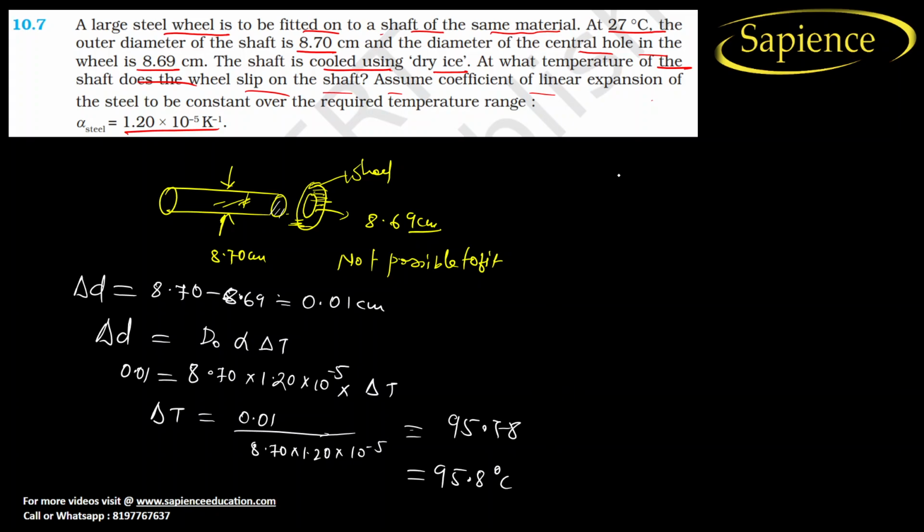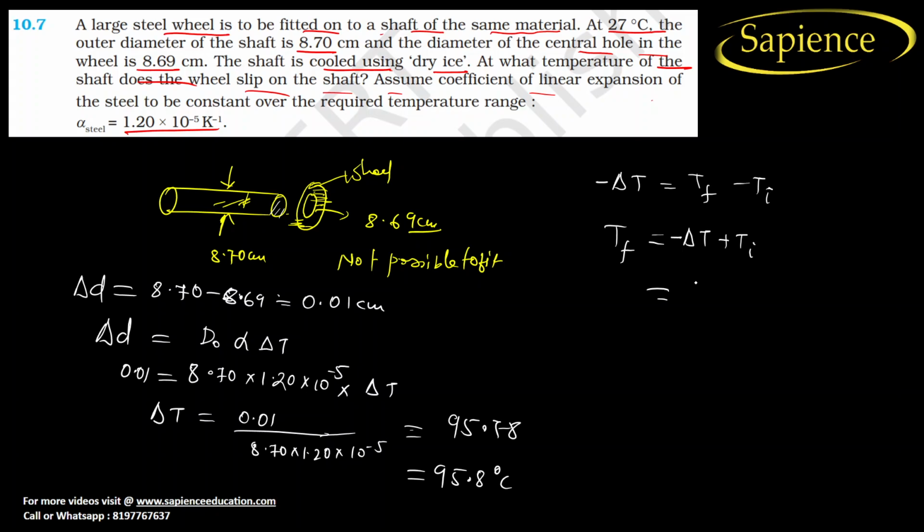So change in temperature is equal to final temperature minus initial temperature. So we want the final temperature up to which we can cool so that it will easily slip in the wheel. So this final temperature will be change in temperature plus initial temperature. Sorry, since change in temperature is negative, here we need to put change in temperature as negative. Why? Because it is decreasing.